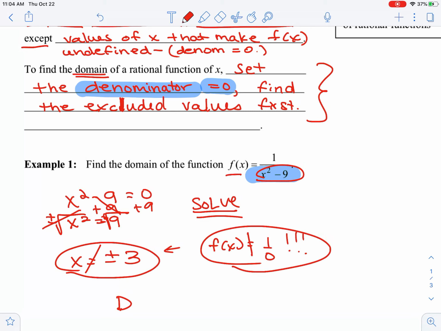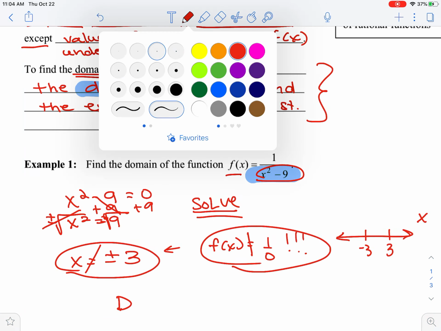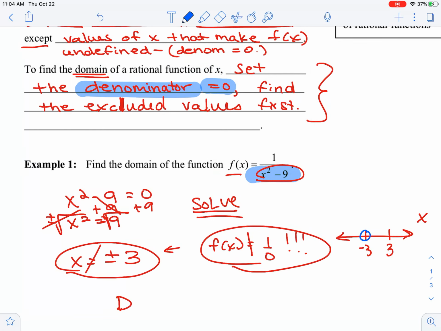So the domain, and now I'm going to show you what that means, is, if these are my values for x, and here's negative 3 and here's positive 3, I know I cannot equal negative 3 and I cannot equal positive 3 because those values make the denominator equal to 0. So it can equal every other value.